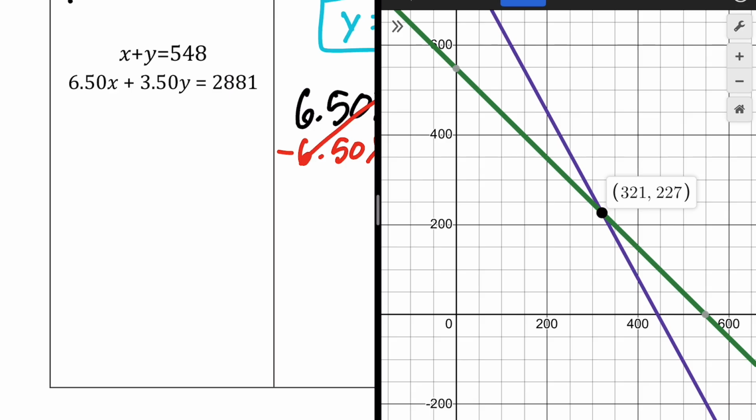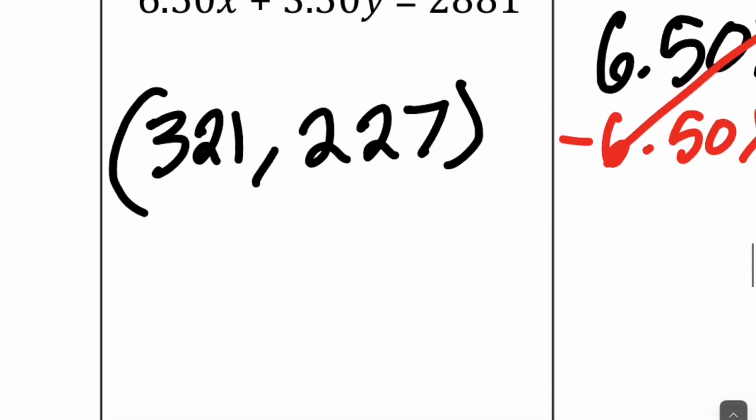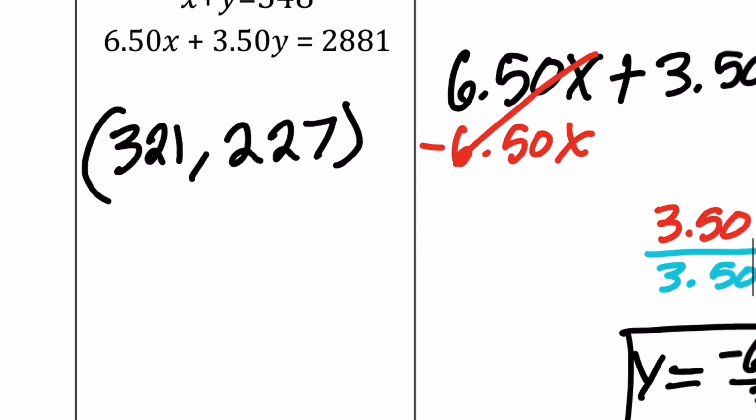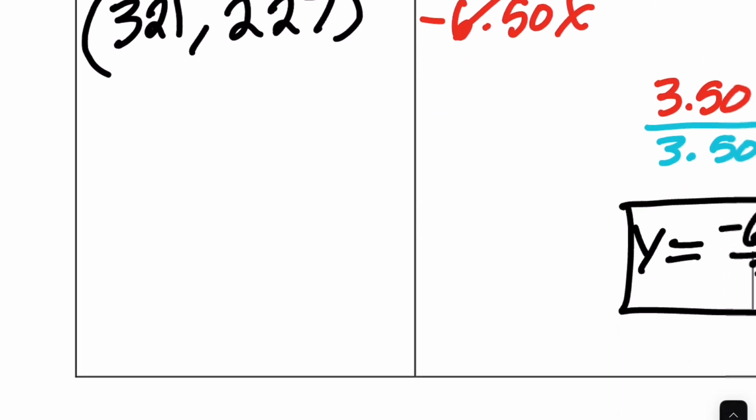So 321, 227. All right, and again, I want to remind you, 321 are my adults. Yep, are my adult tickets. So we sold, hang on. Sorry guys, my iPad's freezing on me.